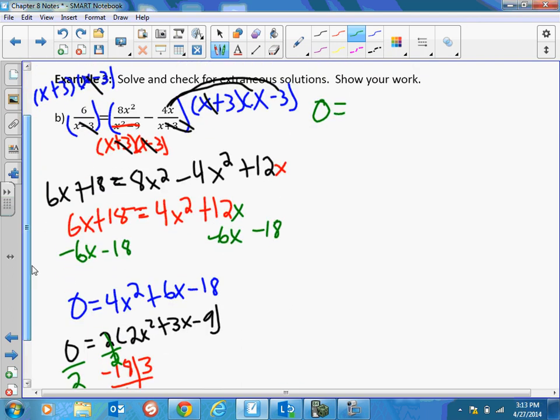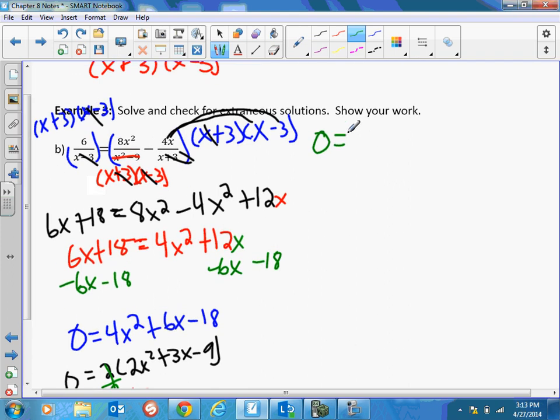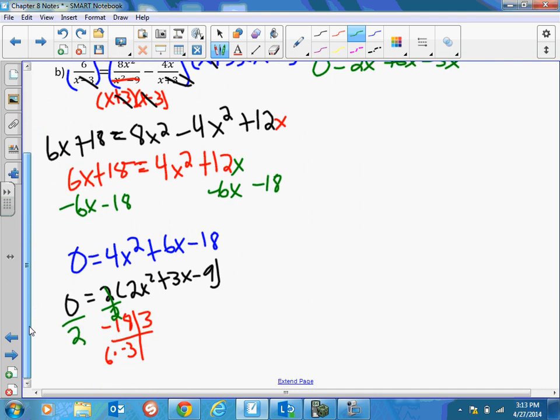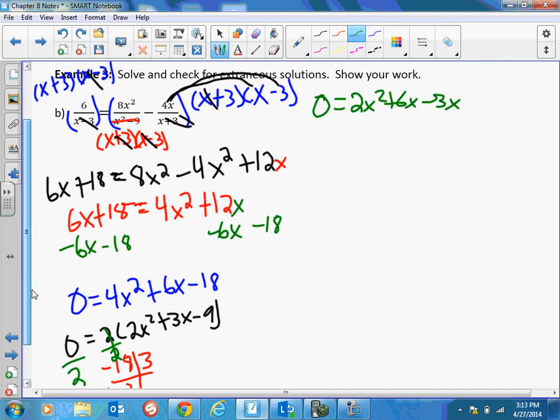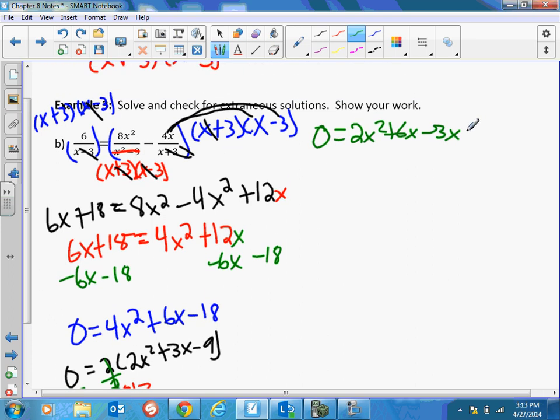And then we can factor this. So we have 2x squared plus 6x minus 3x and minus 9. Okay. And then we need to factor out the greatest common factor. We can group these together, group these two, and group these two.